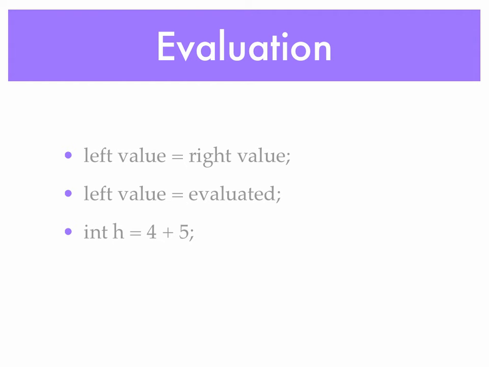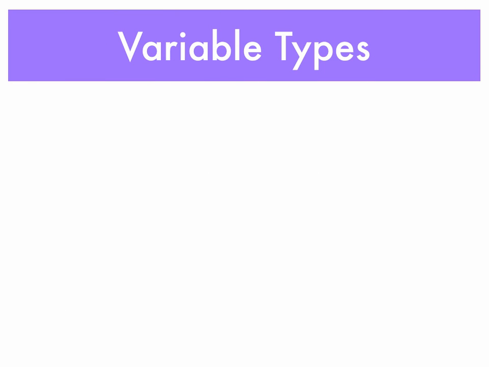It's declared and then given a value of 4 plus 5. What happens is 4 and 5 are added, 9 is returned, and that's stored into h. Here I overwrite the value in h. 7 minus 3, that's evaluated, 4 is returned, and it's stored into the space h.